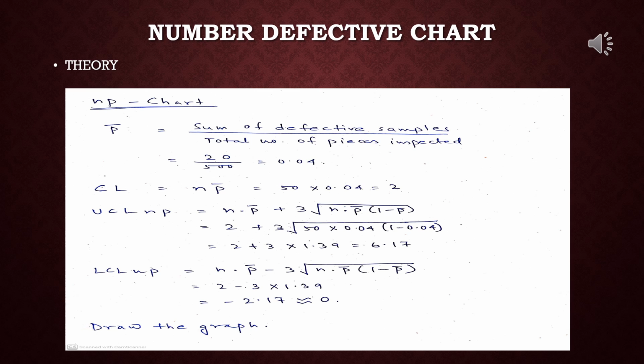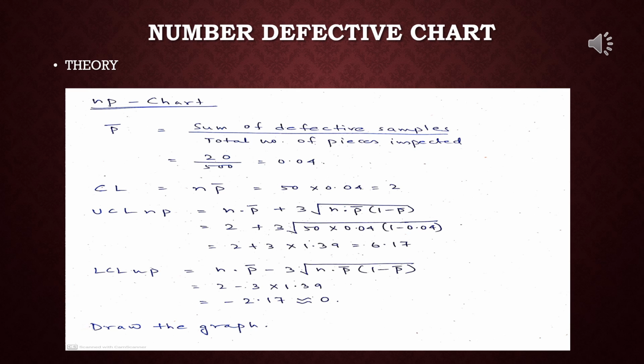Now, the central line of the NP chart is calculated as N into P bar. So again, as I have explained in the previous slide itself, N is 50 here and not 500. So 50 into 0.04 should give you the value of 2. And the upper control limit and the lower control limit formulas are, respectively, N into P bar plus or minus 3 root over N into P bar into 1 minus P bar.